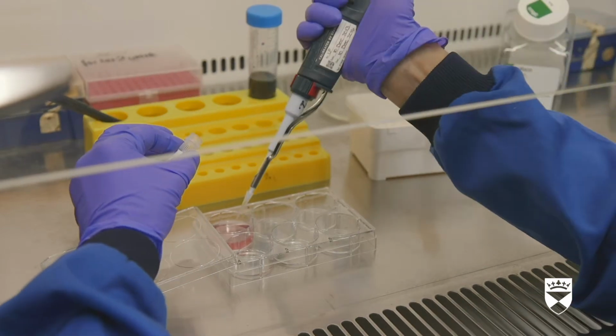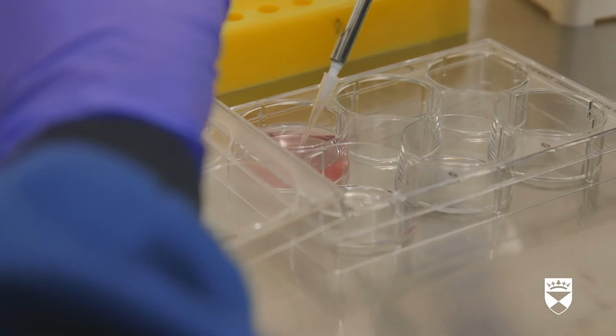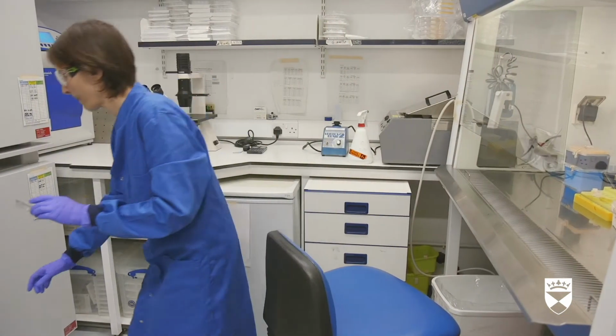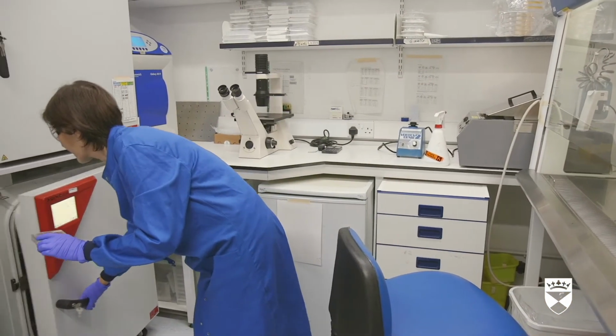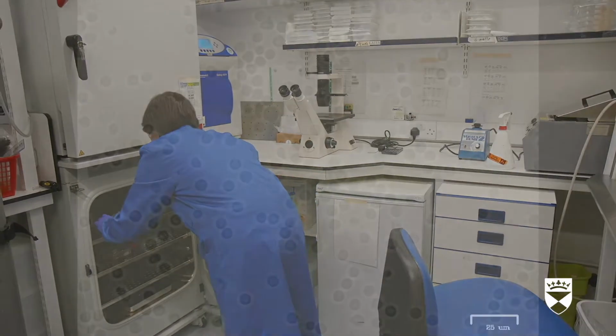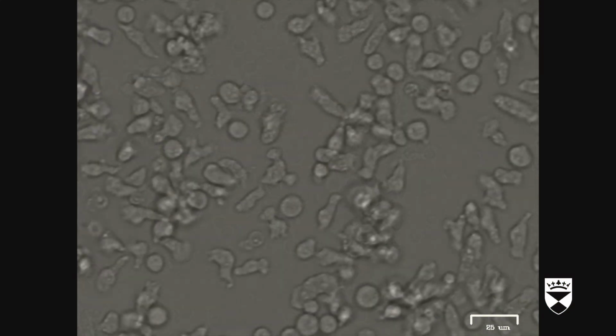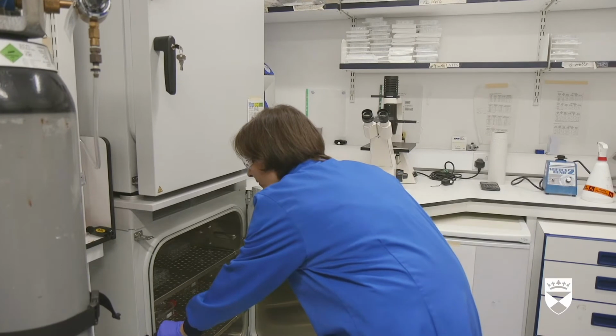To do so, we activate naive T cells using an activator that we add to the plate. We place them in an incubator set at 37 degrees Celsius and 5% carbon dioxide and leave them for 48 hours. During this time, the T cells grow in size and rapidly increase in number.